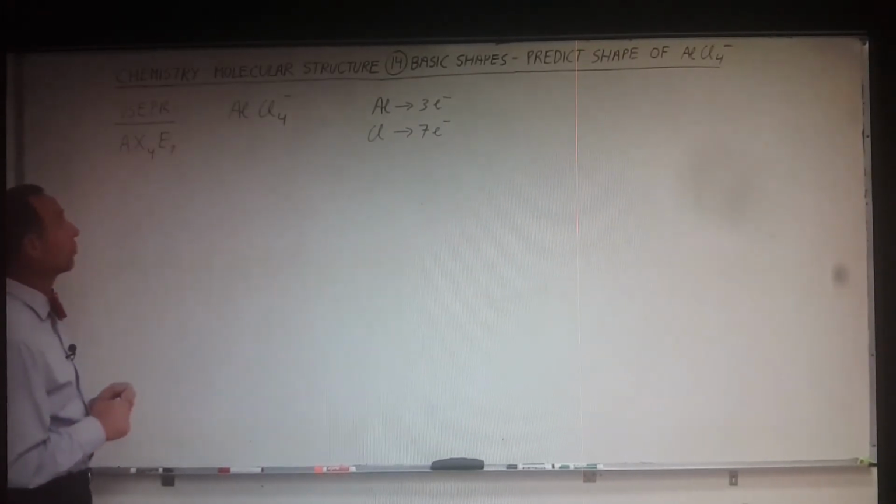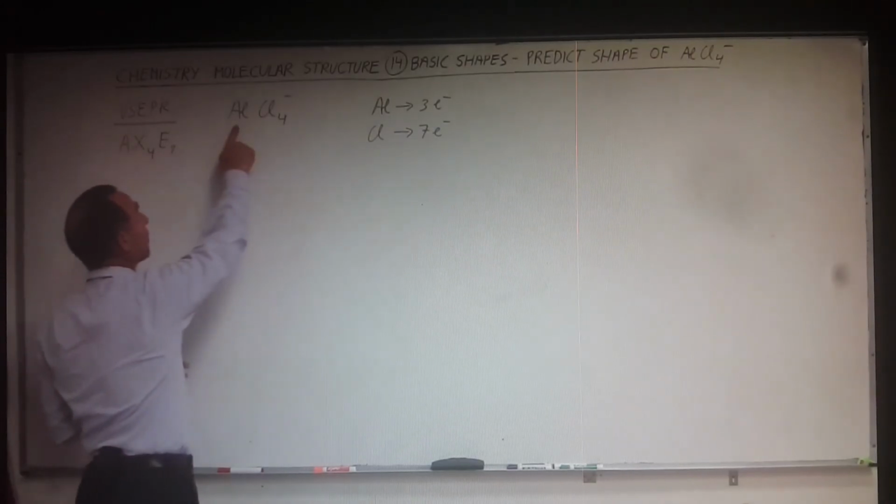Let's find out by drawing the Lewis structure and see what we get. Aluminum is going to go in the middle. It's the lowest electronegativity.